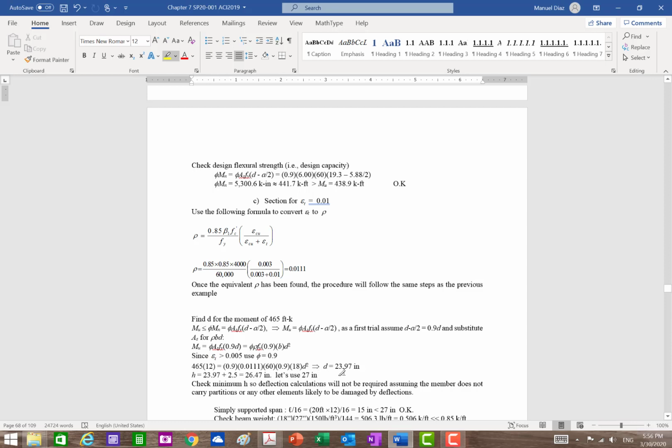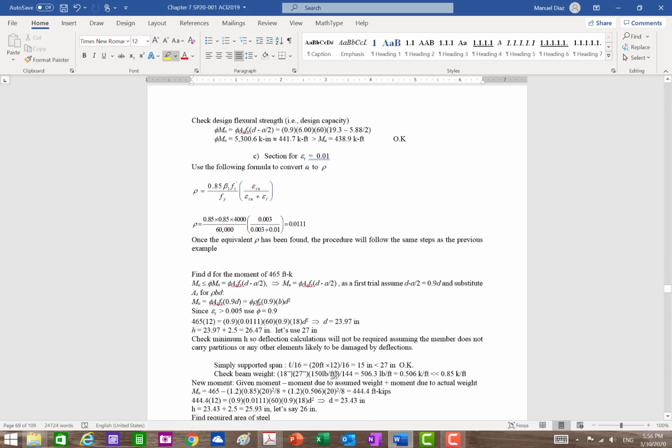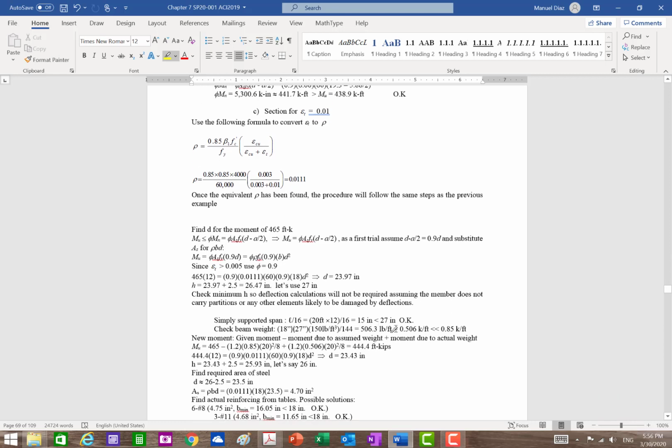So I said 27. Check minimum H. We know that's 15, so we are okay. Check the beam weight. Yeah, it's less than the 0.85. So I do again my correction for weight and correct my moment. Don't forget the 1.2 that multiplies the weight of the beams, because the effect of the rest of the loads is the same. The only thing that's changing is the weight of the beam. So with that, I recalculate my D.